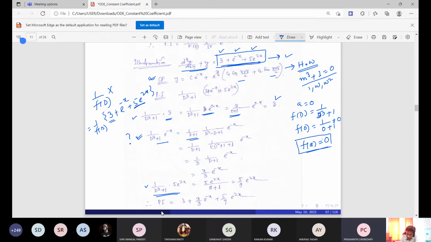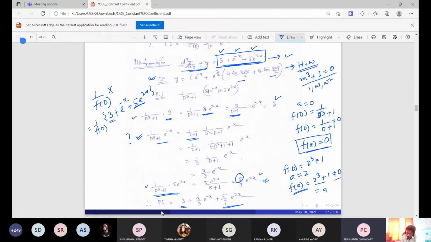But the last part, that is 5 e to the power 2x. Always remember 5 is a constant, you can take it out. So the remaining part is e to the power 2x by D squared plus 1. Here f(D) equals again D squared plus 1. So a is 2. Now what is f(a)? It is 2 squared plus 1, which is non-zero. So you can say it will be 1 by f(a) into e to the power 2x. And 5 is already there. So it will be 5 by 5, so 5 by 9 e to the power 2x is the last contribution.